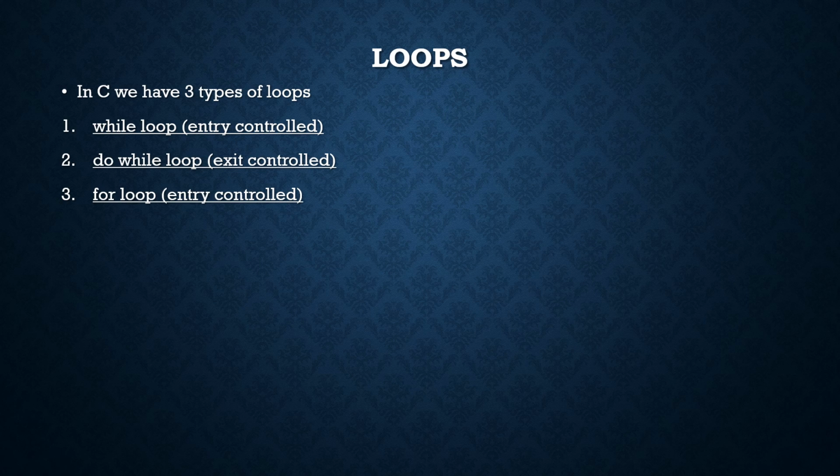In C, we have three types of loops: while loop, do while loop, and for loop. Depending on your question, you can decide whether the loop will be a counter control loop or sentinel control loop. And which type of loop you are going to use depends on you, whether you are using while loop, do while loop, or for loop. Okay, now let's see the syntax of while loop first.